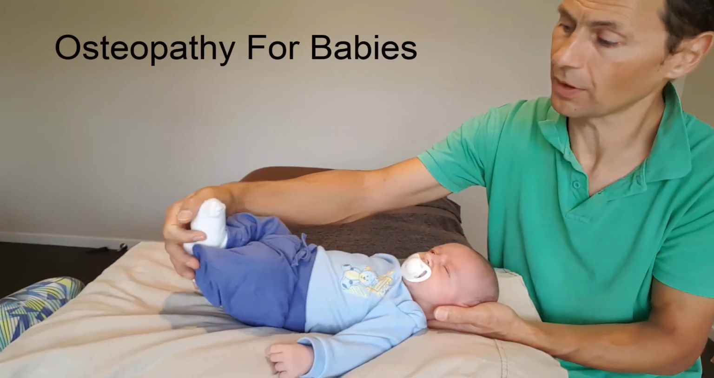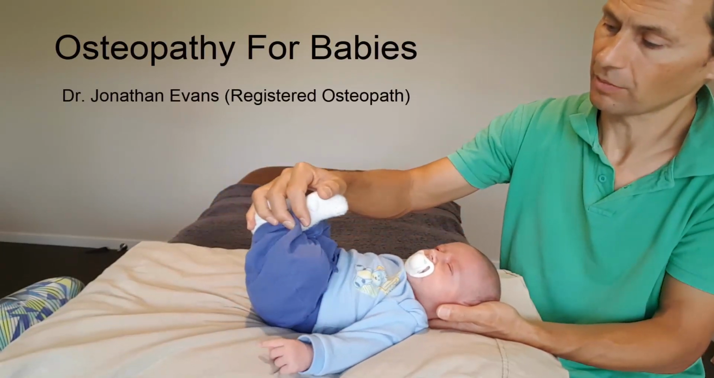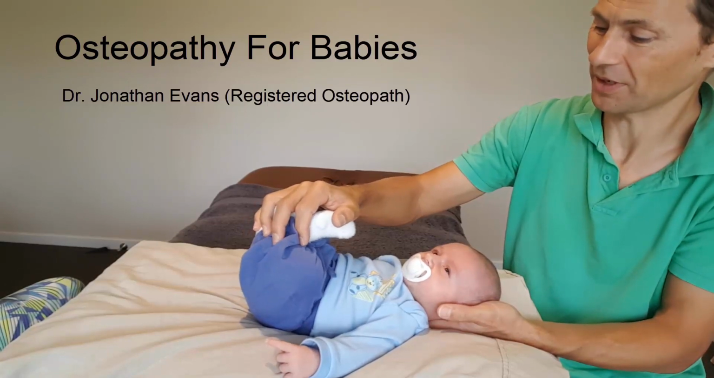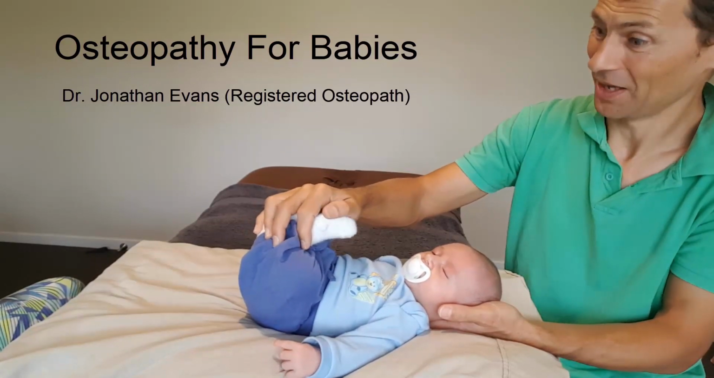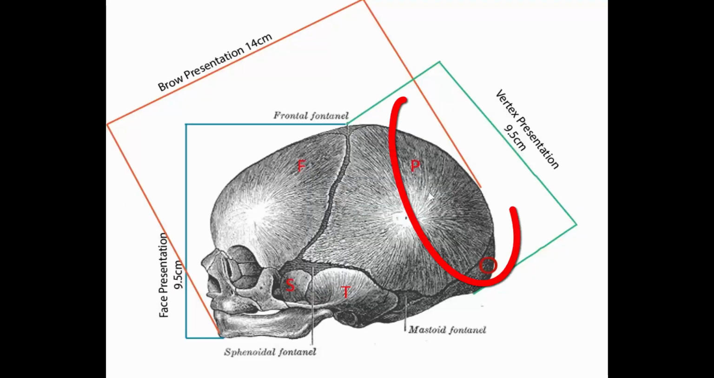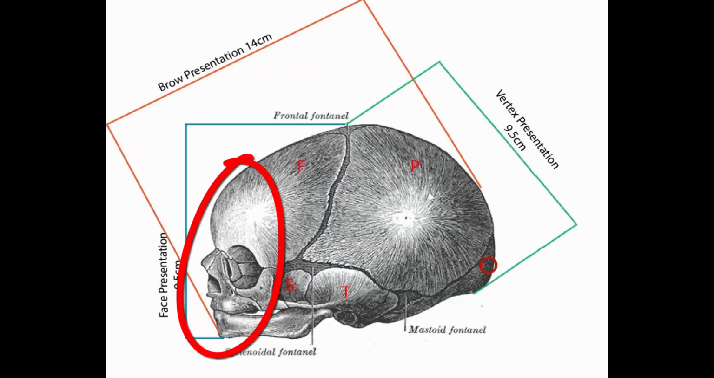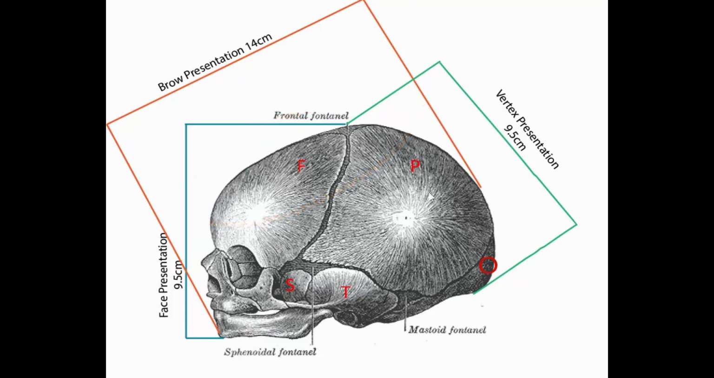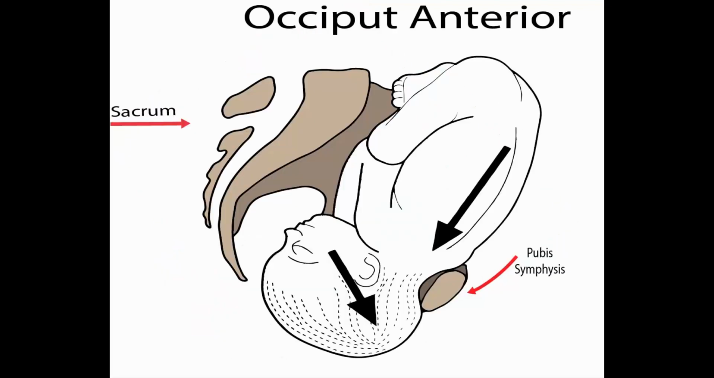Osteopathy for babies. Hands-on skills is really key, but so is our knowledge of what happens to baby at birth and birth presentations. And that is what I'm going to cover in this video for you. Vertex, face, brow. Three presentations that baby may present with during birth. And they're important to know if we're going to treat baby's skull, because different forces will happen with those presentations.